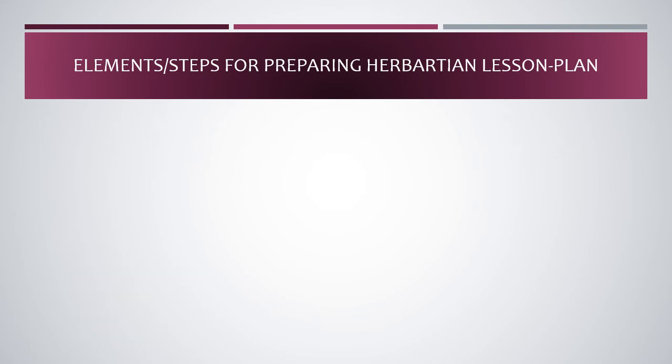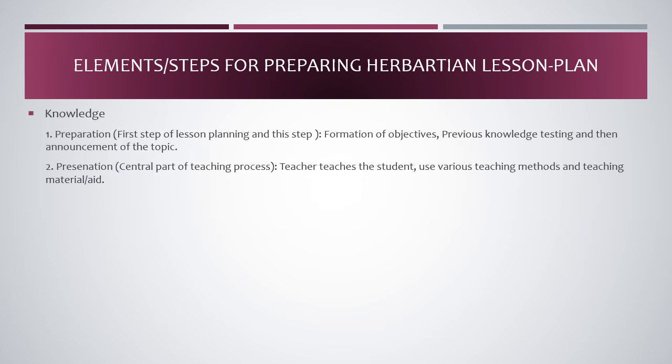So now let's discuss those steps briefly. First, knowledge. Under knowledge, the first step is preparation. The first step of lesson planning is preparation of the lesson. At this step, the teacher plans what is to be taught in the class, what teaching aid or material would be used for teaching, which method would be used for teaching, and all. There are certain classroom activities which are to be done before starting the classroom teaching, and these are formation of objectives, previous knowledge testing, and then announcement of the topic.